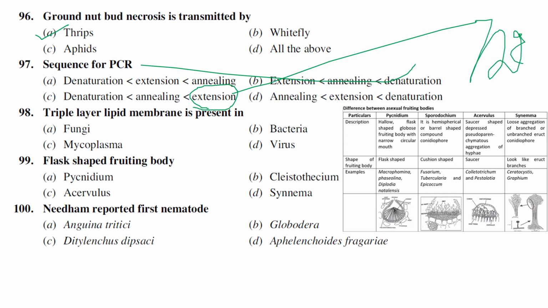This is also important. What is the standard extension temperature in PCR? Such kind of questions were also previously asked. So the answer is denaturation, annealing and extension. Answer C, but the standard extension temperature is 72 degrees Celsius.